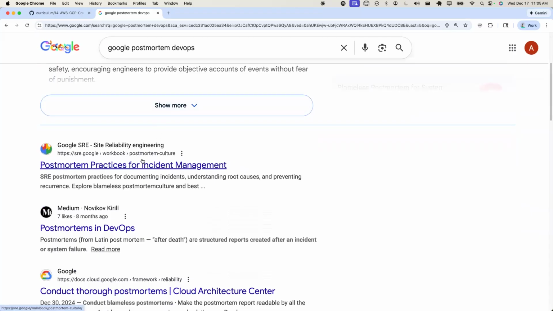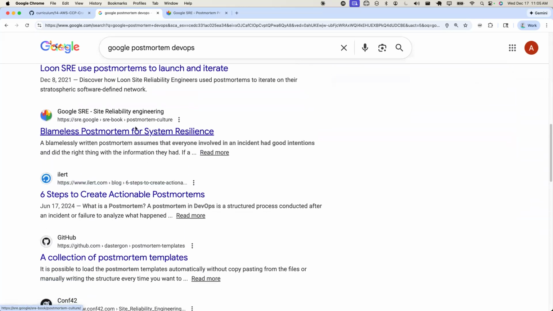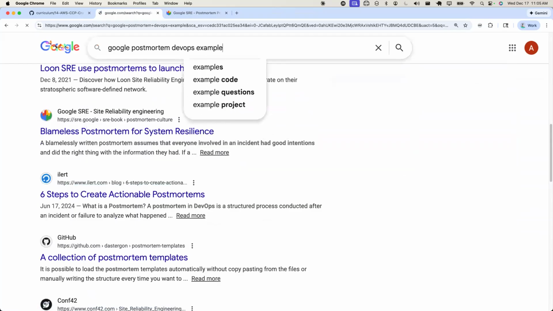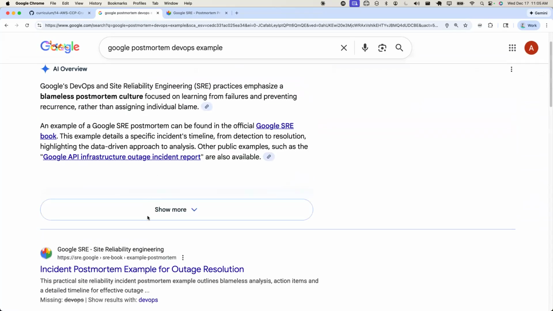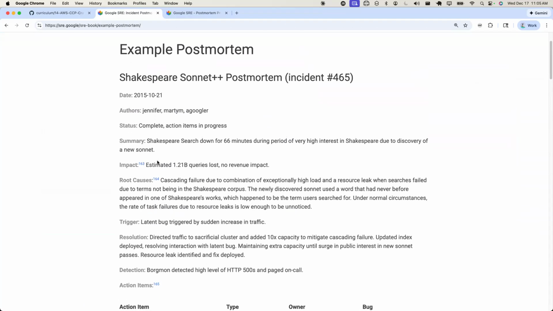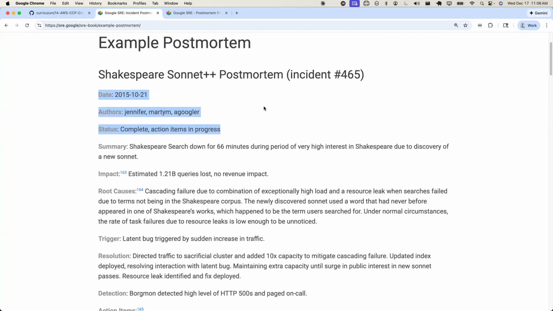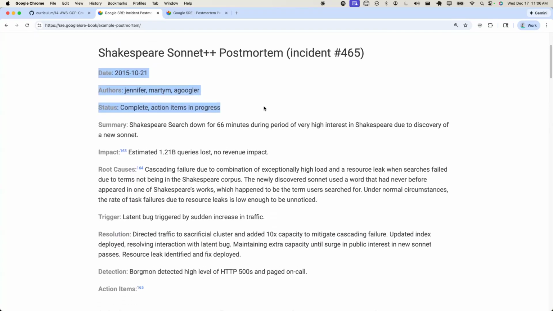Here we go. So this is an example that Google has. They've written a whole book on DevOps, on site reliability engineering. And so whenever something goes wrong on an infrastructure, a larger company that has a DevOps or an infrastructure or a site reliability engineering team, once they fixed it, they'll do a postmortem and it'll look something like this.